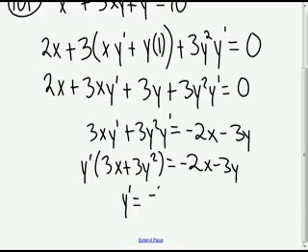And then we'll just divide both sides by this factor multiplying the y prime, and I end up with y prime is equal to negative 2x minus 3y over 3x plus 3y squared.